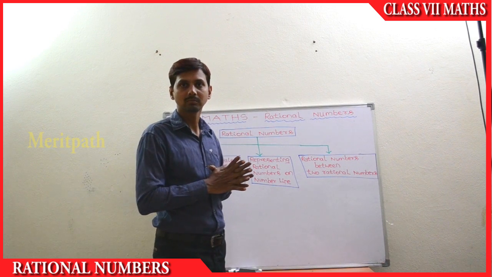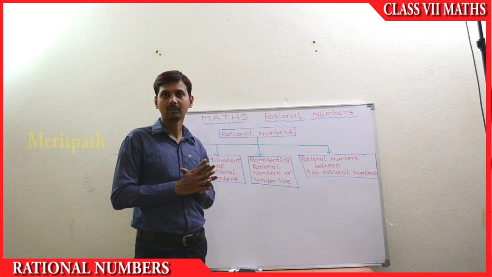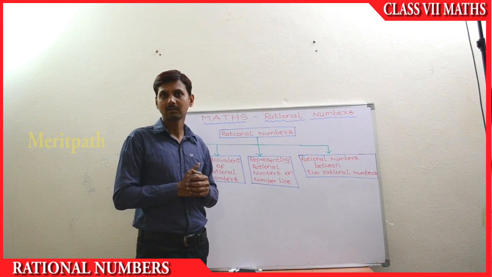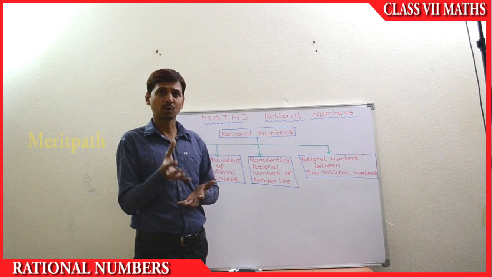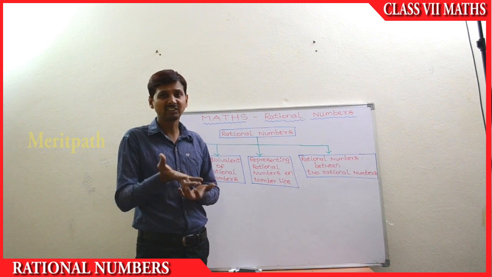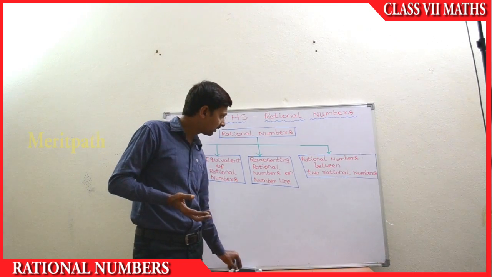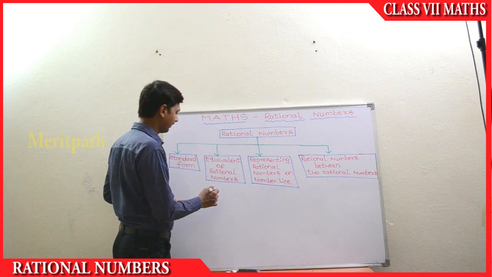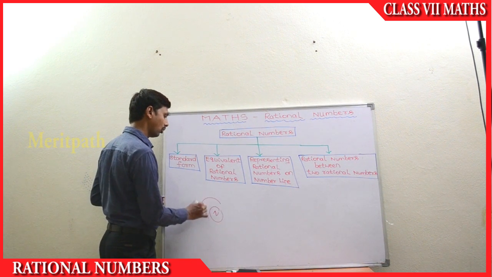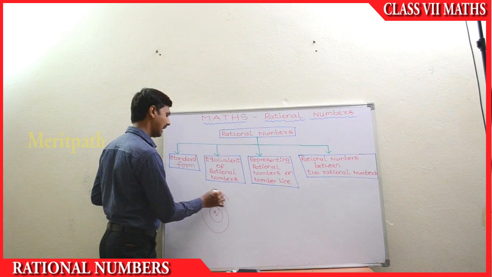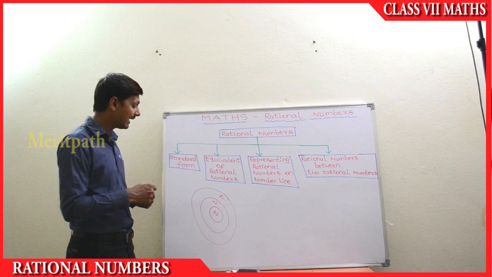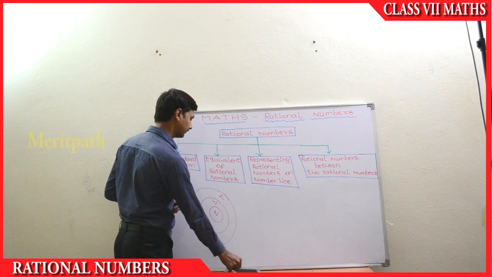So as we know, these are the numbers we have learned in previous classes. All these numbers together we call rational numbers. For example, if we take natural numbers, whole numbers and integers, all these numbers together are called rational numbers.